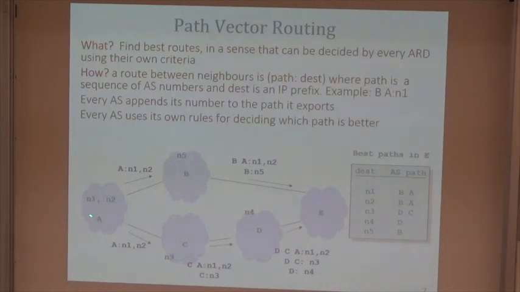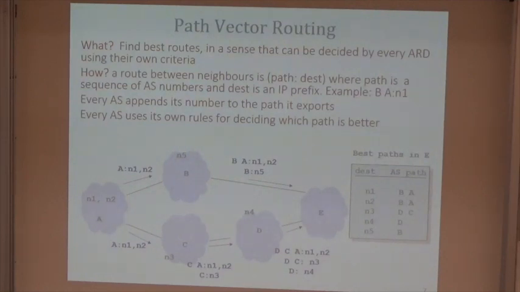Through some other paths, E will have received, for example, this path from D, DCA-N1, that has come all the way here. So now E has received two pieces of information about the prefix N1. It knows that the prefix N1 is visible through the path AB or BA and through the path DCA. Right? This is the information that BGP will pass along.